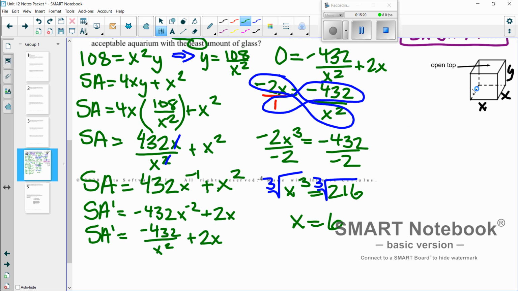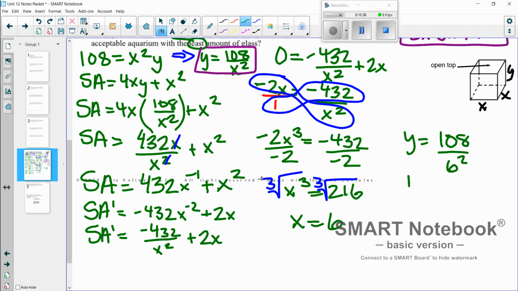Okay, now let's take our adjusted volume and get that height. Okay, y equals 108 over that 6 squared. Okay, you can do that on your calculator quick.